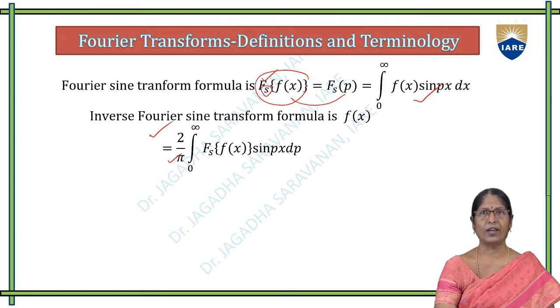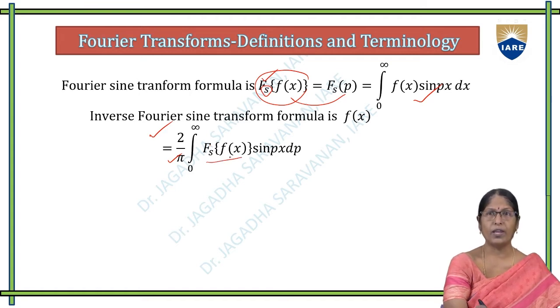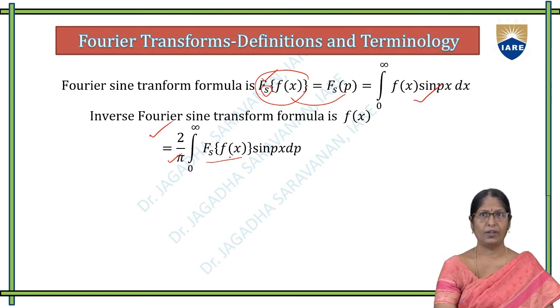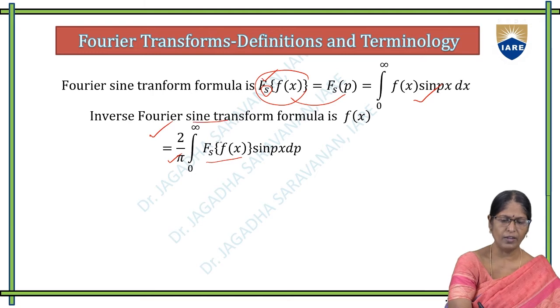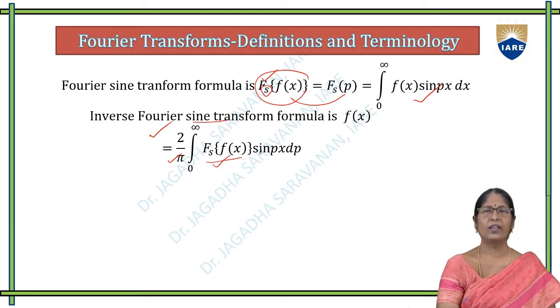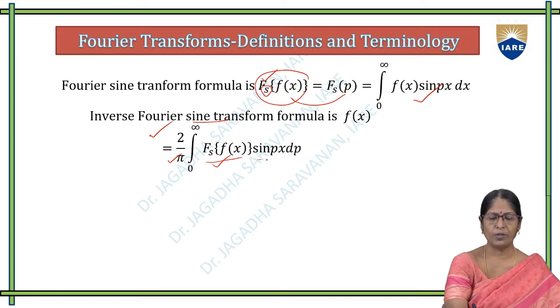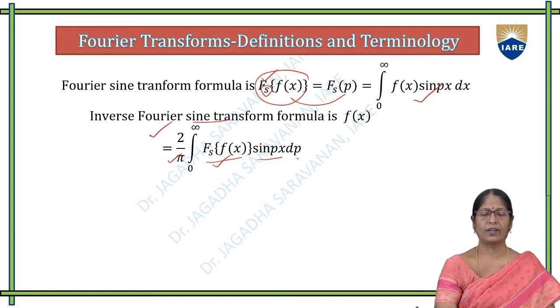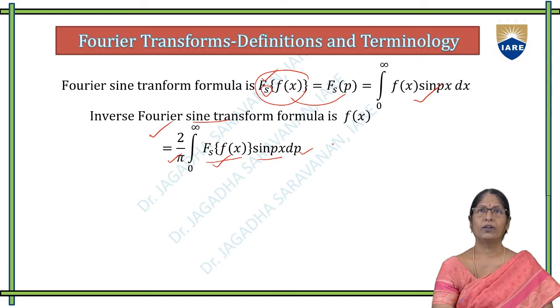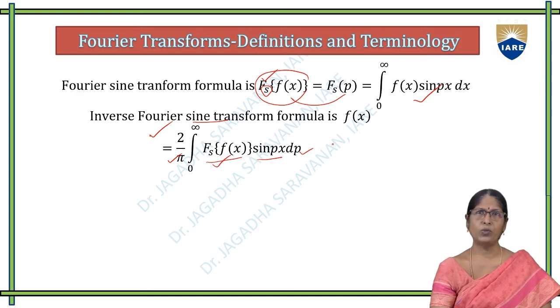In the inverse, the Fourier will be under the integration. We are concentrating now on Fourier sine. So the Fourier sine is under integration, which is multiplied by sine px dp. In the inverse, we will always do the integration with respect to p. This point is to be noted.